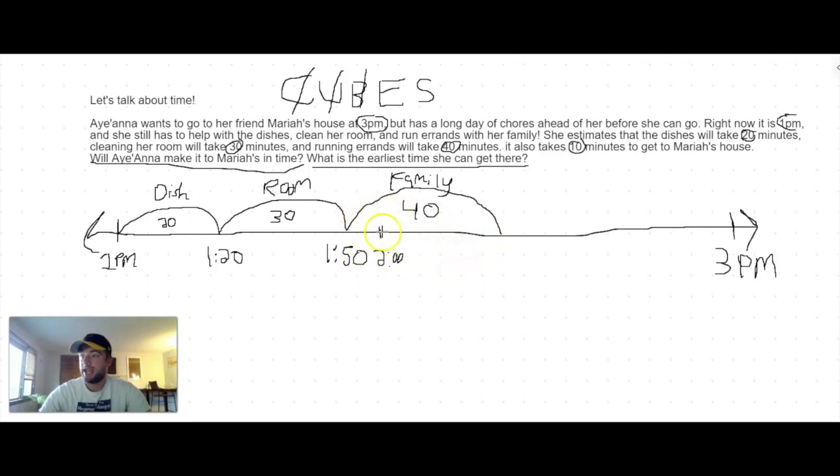So jumping 10 gives us 2 p.m. And then we have to jump 30 more minutes to get to our answer, which is 2:30. So by the time Ayana's done with all her chores, it's already 2:30. But then we also have to get to Mariah's house. So we're going to do a small jump of 10 minutes, and that takes us to 2:40.